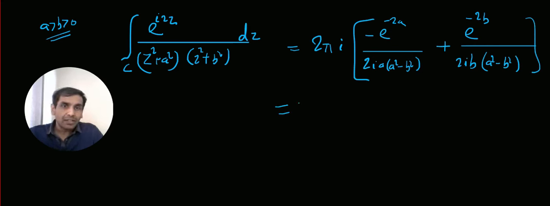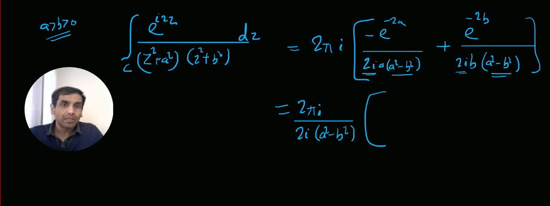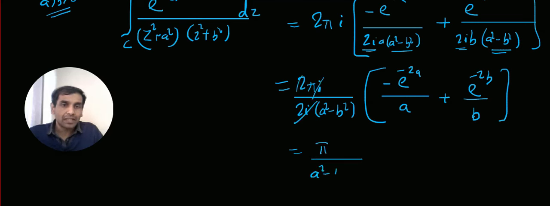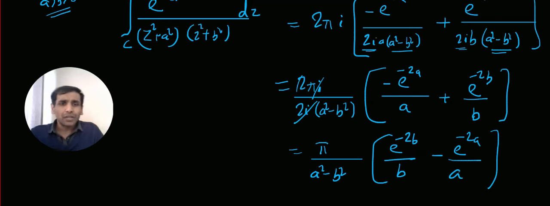Now let's simplify. In 2 pi i, I can see something common, so I'll write it in the denominator: 2i times (a square minus b square). And then minus e power minus 2a divided by a plus e power minus 2b divided by b. Now I want to write the positive stuff ahead, so the i will get cancelled. So it is pi by (a square minus b square) multiplied by (e power minus 2b by b minus e power minus 2a by a). If you want, you can take LCM and simplify further. Anyway, I'm stopping with this.